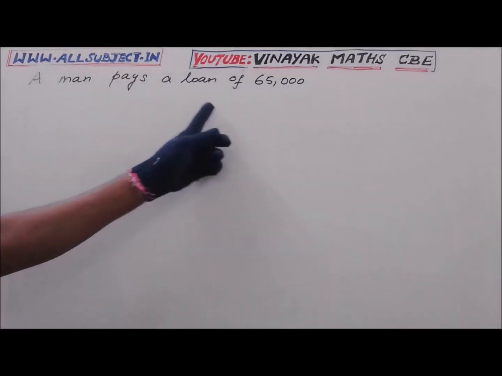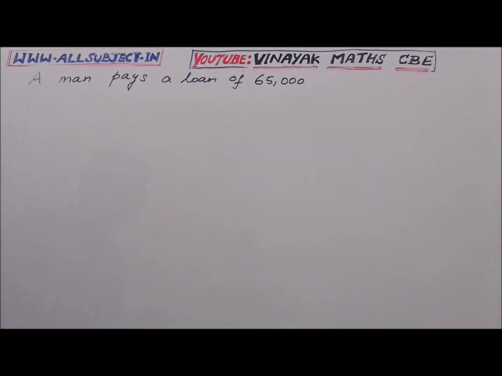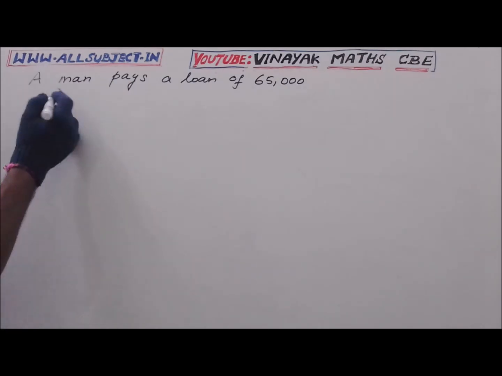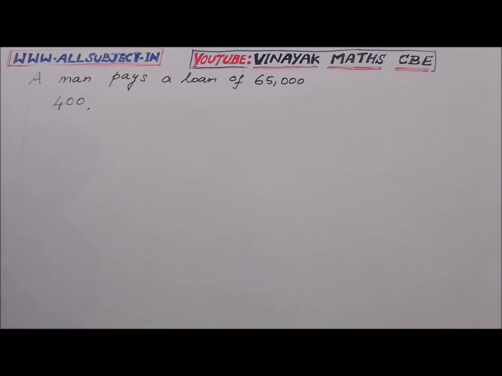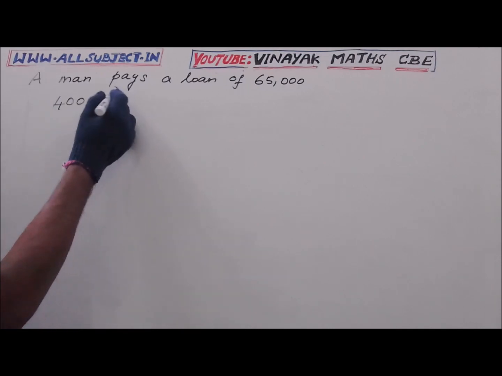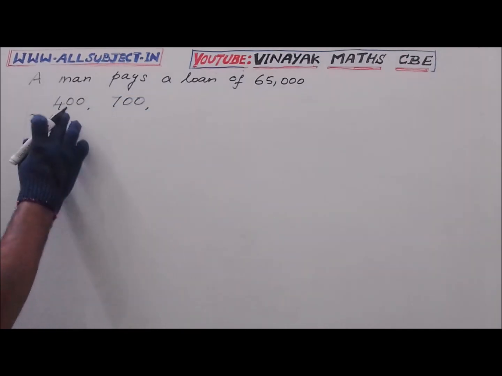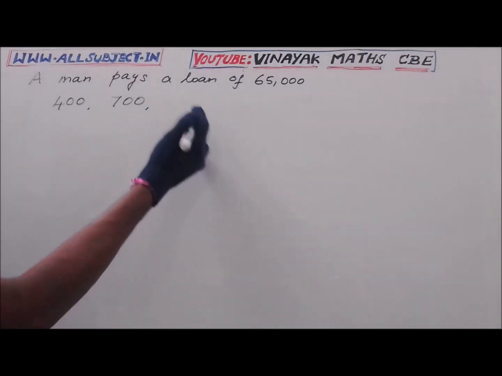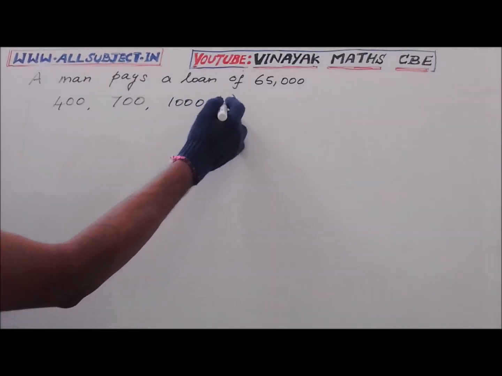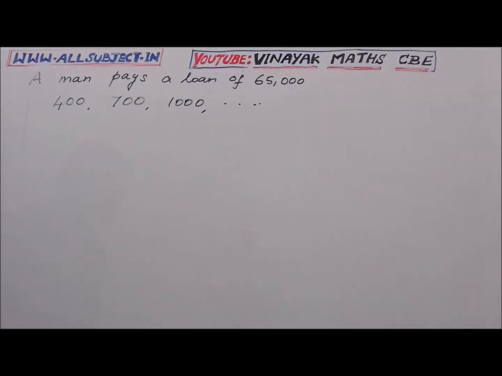A man pays a loan of 65,000 by paying rupees 400 in the first installment and then increasing the payment by 300 every month. So 400 plus 300, 700 in the next month, and then for the next month increasing 300, 1000 in the third month, etc. In this way he is paying the loan amount of 65,000. How long will it take for him to clear the loan?